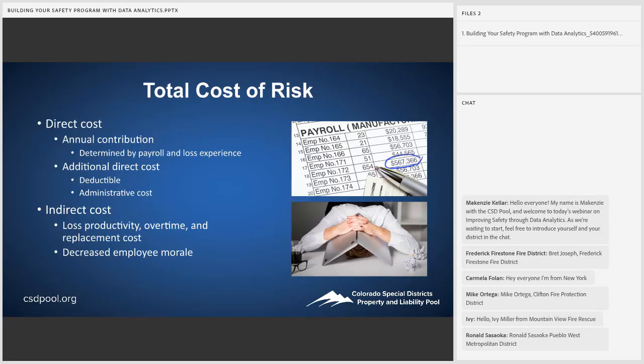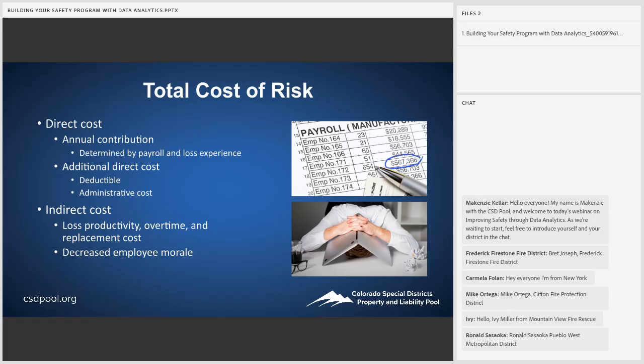So why should you care about this? Because in risk management, insurance is just one part of the total cost of risk. So understanding what's in the total cost of risk helps you connect the dots between your incident history, your financial obligations, and ultimately your ability to provide a safer and productive work environment. But for the purpose of today's webinar, we're just going to focus on the very simplified TCOR breakdown, so direct and indirect costs. So let's talk about direct costs first.